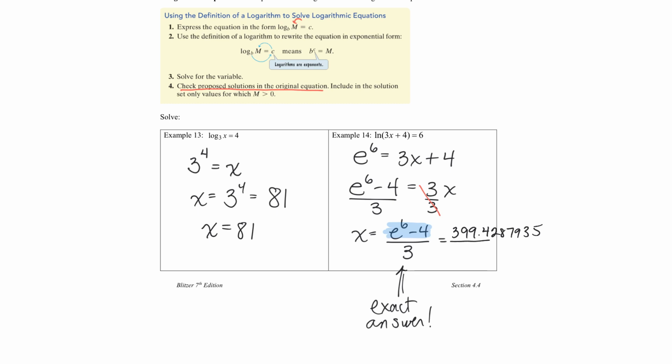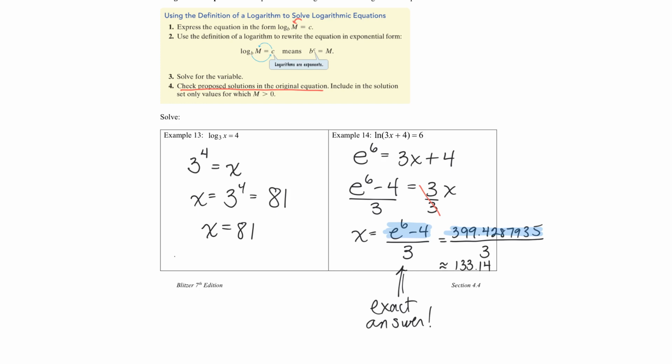399.4287935 divided by 3. All I'm trying to get you to see is that you should do that calculation in the numerator first, hit enter, and then divide by 3. And you will get that this is approximately equal to, to two decimal places, 133.14. This is your proposed solution at this point, right?